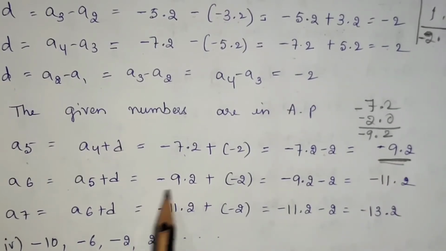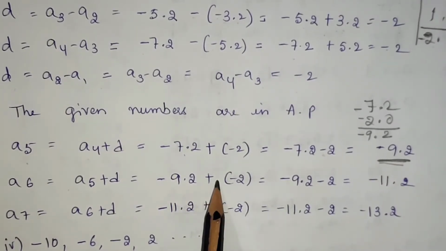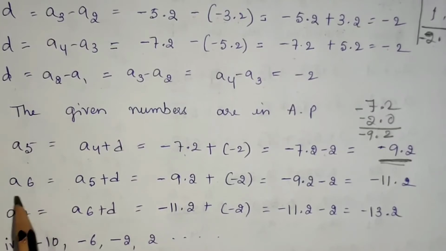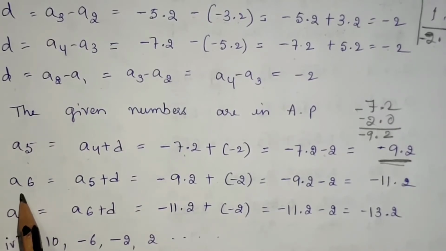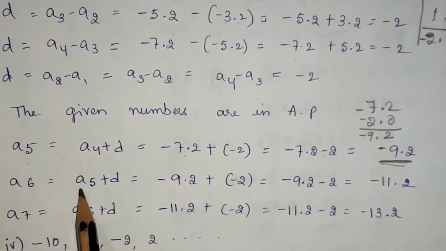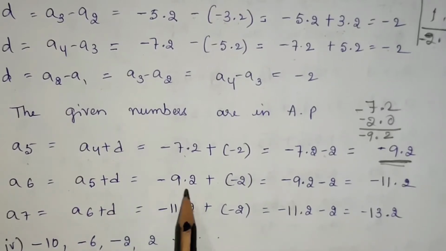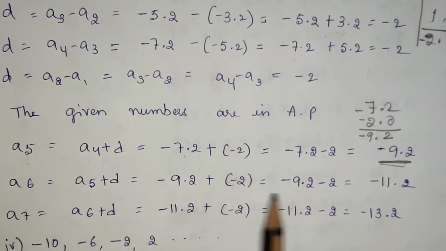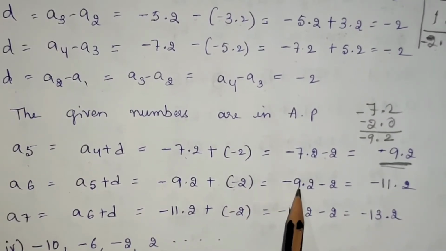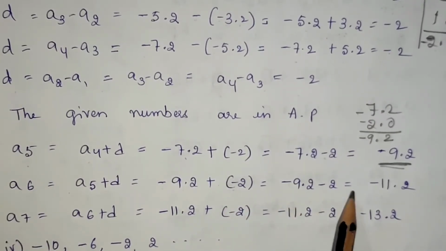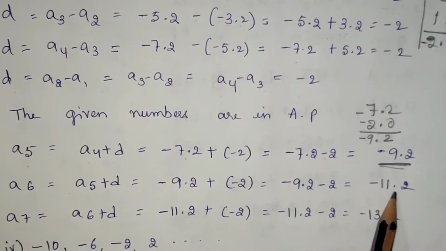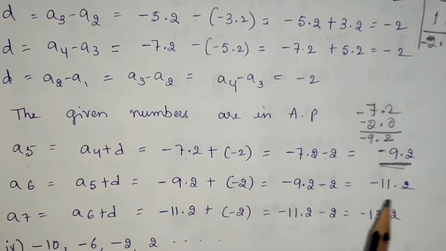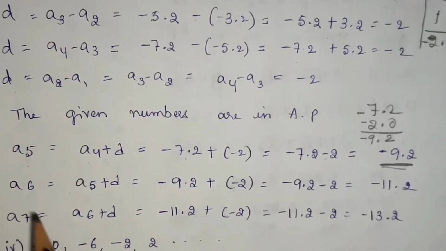Take this 5th term and add common difference to it. You will get 6th term. That is A6 is equal to A5 plus D. A5 is minus 9.2. Add minus 2 to it. You will get minus 9.2 minus 2 is minus 11.2. That is minus 11.2 is the 6th term of the AP.